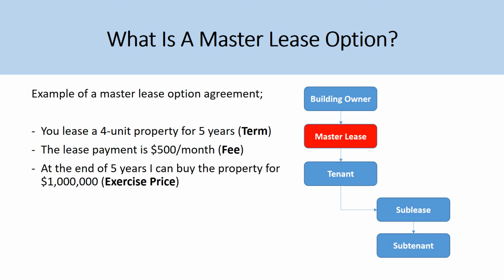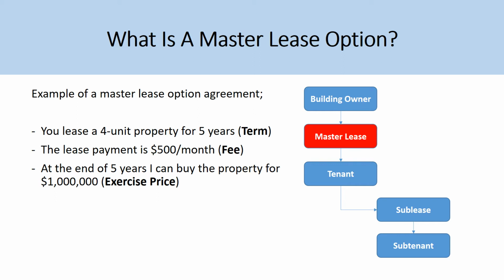Now, an example of a master lease option agreement is, say, for example, you have a 4-unit property. You can take out a master lease for 5 years. So that is defined as the term. Each month you pay $500, so that is your lease payment, which is paid every month for the 5 years for the term.